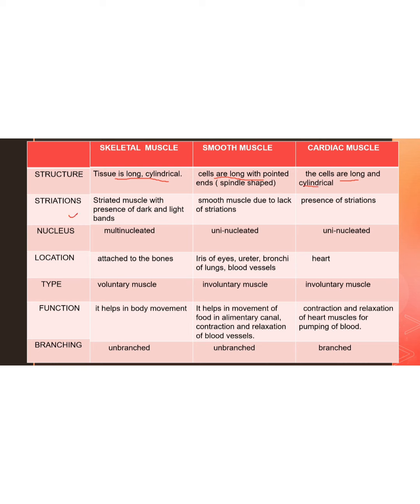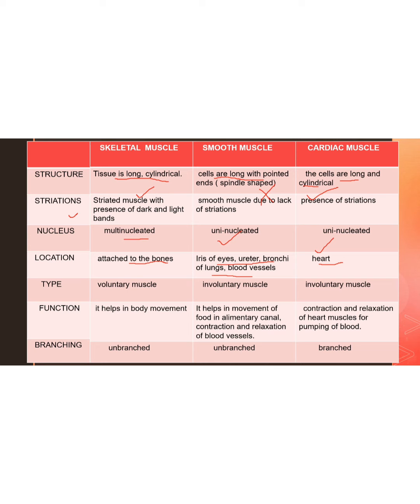Next, what about the striations? You should know that only skeletal and cardiac muscles are striated muscles, and your smooth muscle is not at all striated, meaning it does not contain any dark and light bands. Okay, next is nucleus. Your skeletal muscle is the only multinucleated one, the rest, smooth and cardiac, are uninucleated. What about the location? Skeletal is attached to the bones. Next, smooth muscle is present in the iris of the eyes, ureter, bronchi of lungs and blood vessels, and cardiac muscle is only present in your heart.